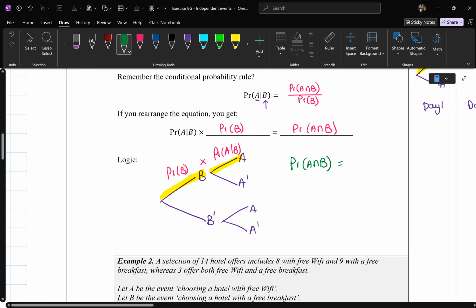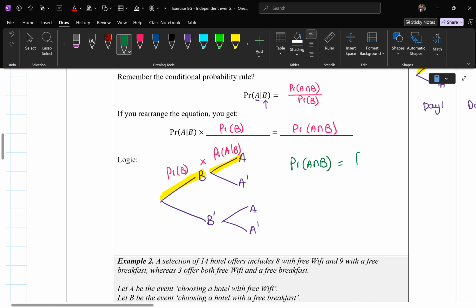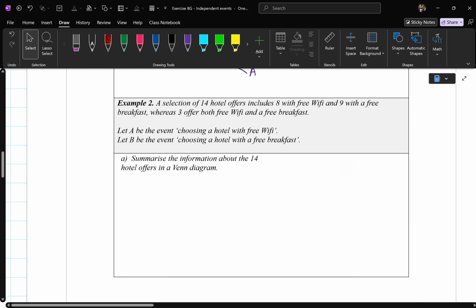So this is saying probability A intersection B is probability of B times probability of A given B, based on the tree diagram I'm drawing. And that second line there, the given part, that's what makes the difference between conditional versus independence. Let's do an example just so that you get a feel of it.